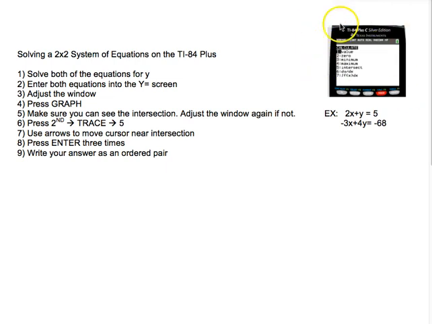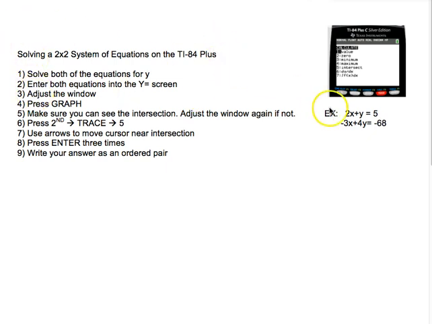I attached a screenshot here of the menu that we're going to learn, and this is one of the menus that we use most commonly in this course. We're going to learn to do number 1, number 2, number 3, number 4, and number 5. Today we're focusing on number 5. So here is our 2 by 2 system example that we're going to use so that we can go through and highlight these steps.